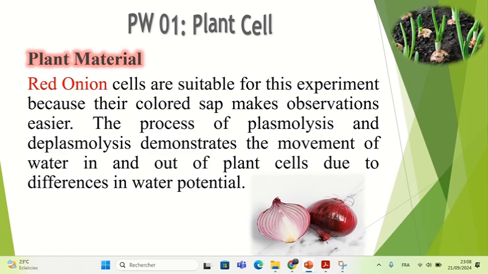For plant material, the red onion cells are suitable for this experiment because their colored shape makes observation easier. The processes of plasmolysis and deplasmolysis demonstrate the movement of water in and out of the plant cell due to differences in water potential.